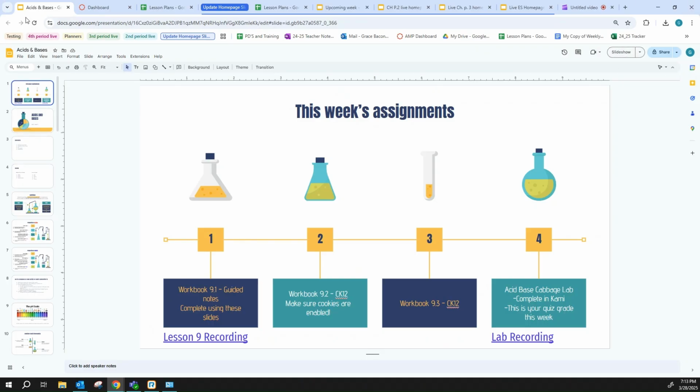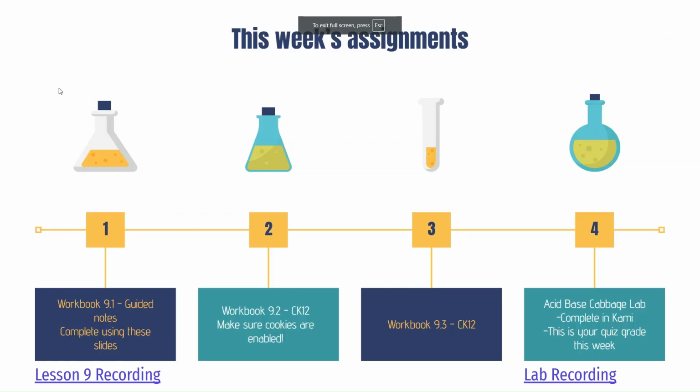All right, so if you go into your acids and bases slides, remember these are going to be posted into your resources as always. I do have reminders about this week's assignments right at the top of these slides. I'm also linking the recording that you're watching now at the beginning and then the lab recording in here as well.